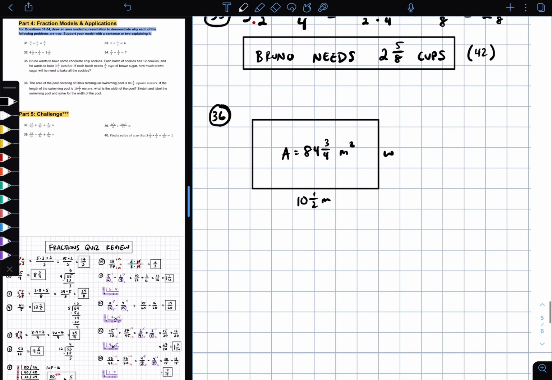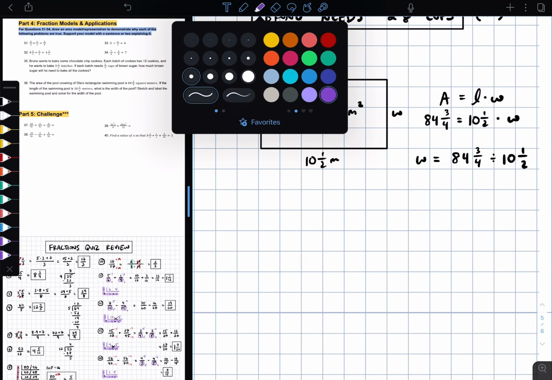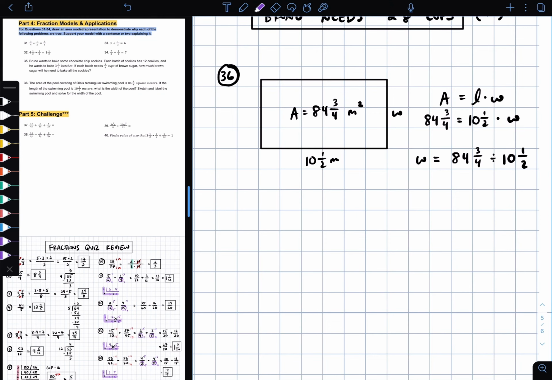So just keep in mind that when we talk about area, area is equal to length times width, but in this case we know what the area is, so I'll put it over here. The area is going to be 84 3/4, and that's going to be the length, or 10.5 times something, right? And so to rearrange this a little bit, we can say that the width is going to equal 84 3/4 divided by this 10 1/2. I hope that makes sense, right? Because if length times width is equal to area, then area divided by length would equal the width.